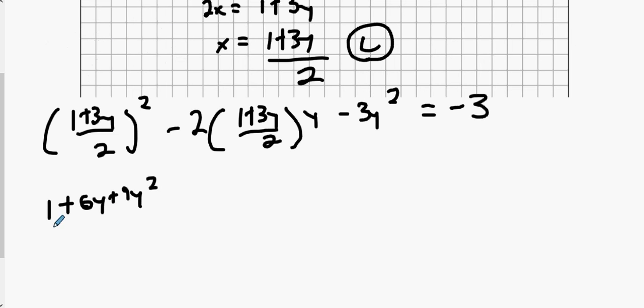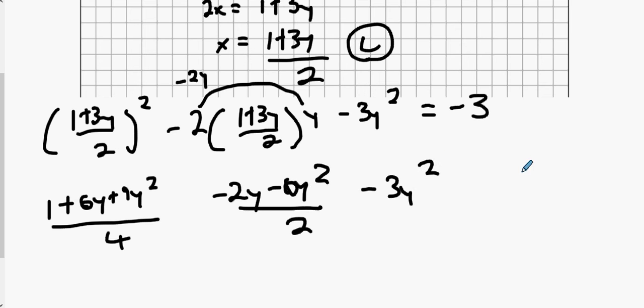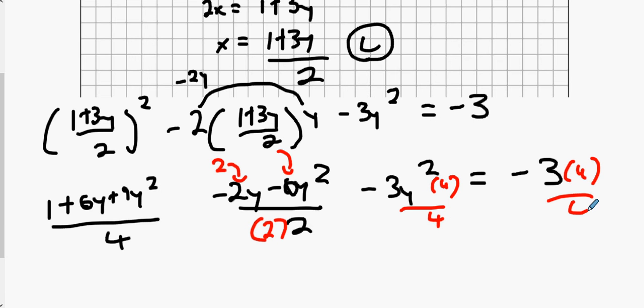Okay, and then on the other one we're going to multiply the 2 by the y to get minus 2y, and then minus 2y multiplied by plus 3y is minus 6y squared. I'm keeping it over the 2 currently. Okay, and then we have our 3y squared and our minus 3. Now I'm going to give it a common denominator of 4. So I'm going to multiply the top by 2 and the bottom by 2 to get 4. I'm going to multiply the top by 4 and the bottom by 4 for the others as well.